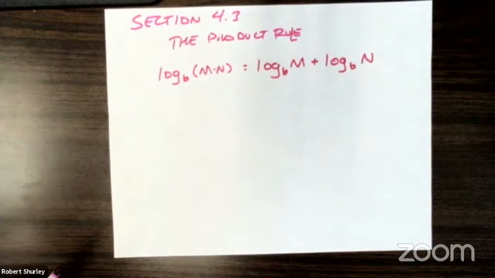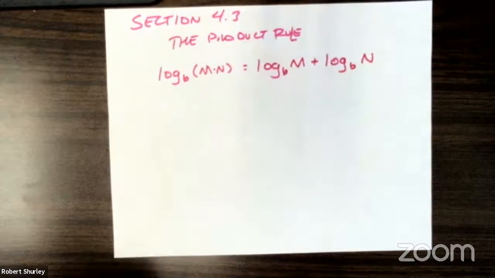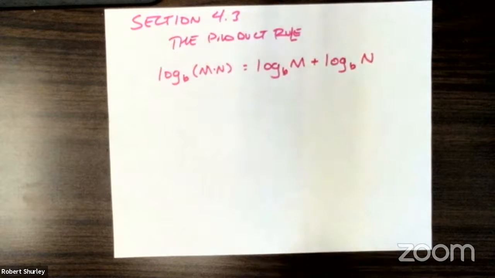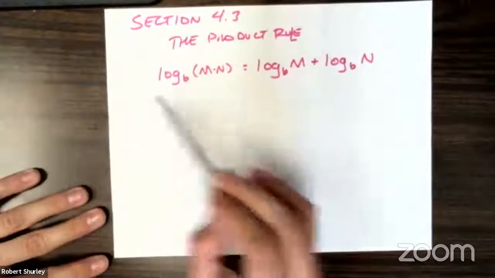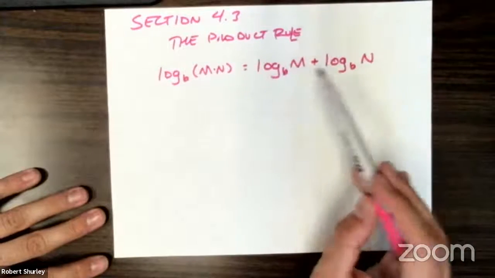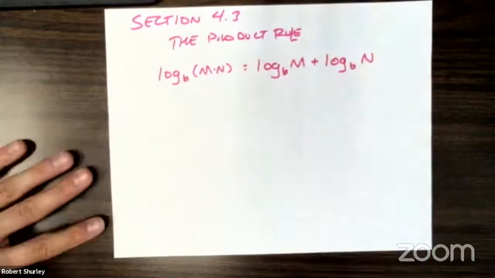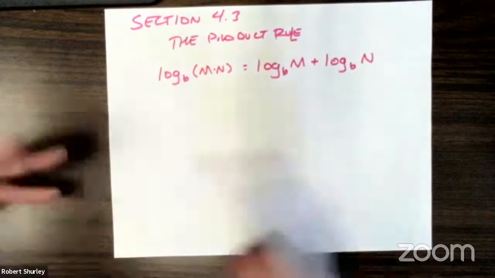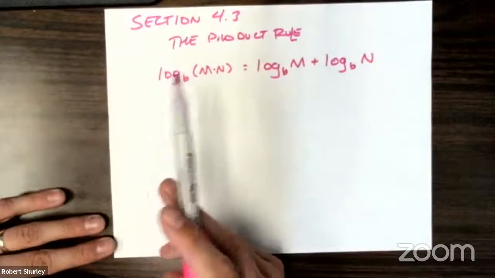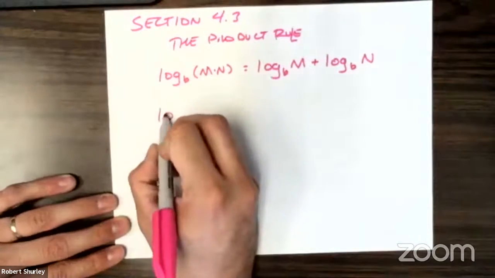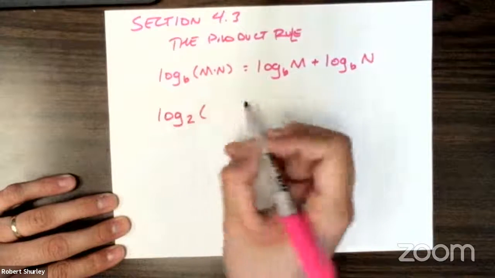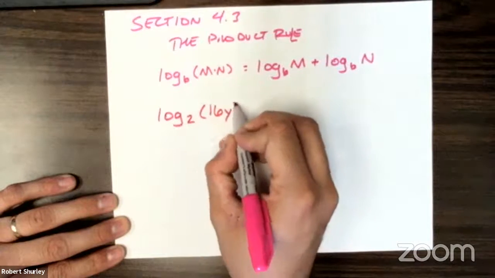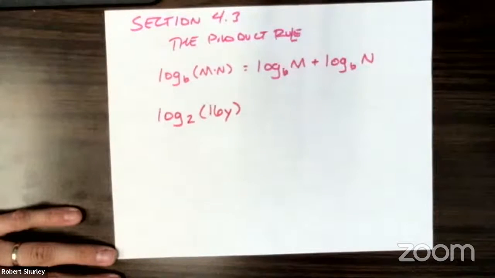And that's actually the first part of the homework. Your book is going to ask you to expand and simplify. What that means is we're going to go from a single logarithm, expand to multiple logarithms, and then simplify each one of the logarithms. So let's look at an example of that with this multiplication. Let's say I had log base 2 of 16y.